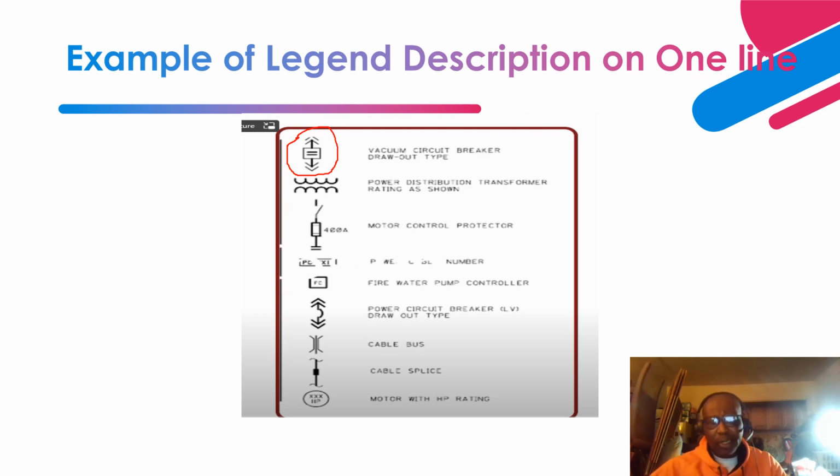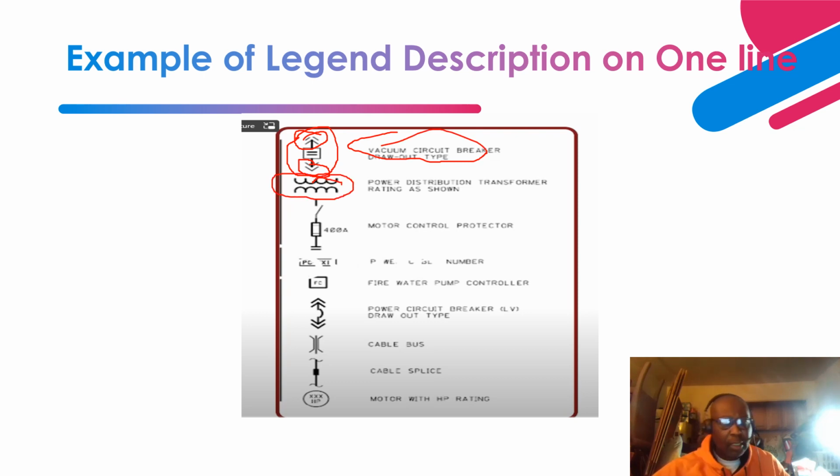So you take a look at the right-hand side. That's where the legend is. This one shows the arrows over here, and the arrows tell you that they are the draw-out type. It means that you can easily remove the circuit breaker if you want to do testing or maintenance on it. So that's what those symbols mean. Then this is a symbol for a transformer.